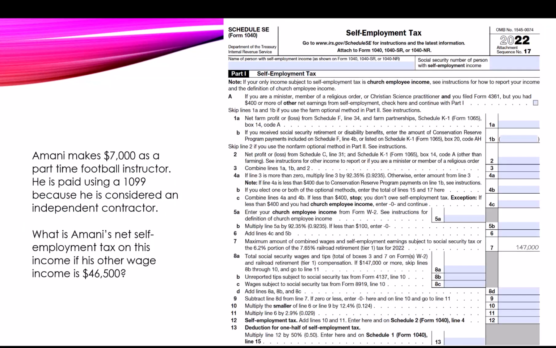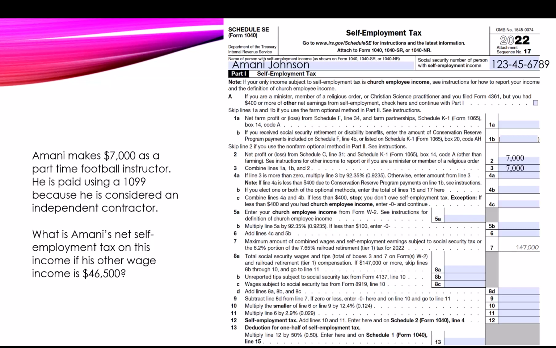Imani can make $7,000 as a part-time football instructor. What is Imani's net self-employment tax on this income if all of his other wage income is $46,500? To figure this out, we would move to a Schedule SE, the self-employment tax schedule. The first part of this is to put on Imani's name and his identification. Then we can begin to fill out Part 1 of Schedule SE. Here, we would take his $7,000 that he received as a contract employee and report it on line 2 for the net profit from a Schedule C.